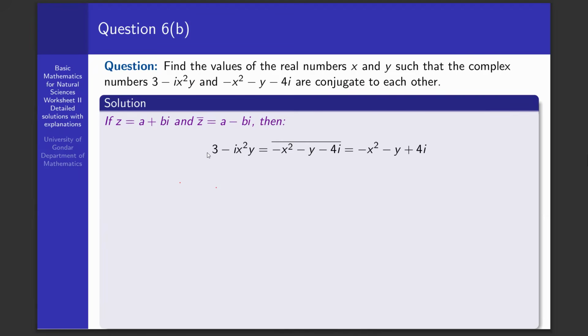So therefore, if we take the conjugate of the complex conjugate, it must be identical. That's simply the double conjugate. So it must be minus x squared minus y, taking the opposite of the imaginary part, plus 4i. And then equate the real and imaginary parts together. The real part for this one is 3, the imaginary part is x squared y. The real part for the other is minus x squared minus y, and the imaginary part is 4.